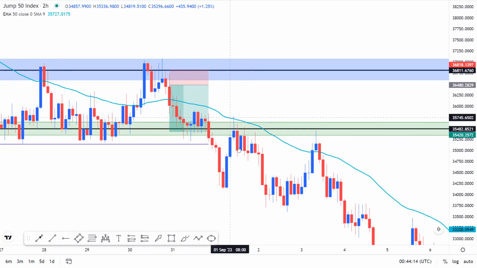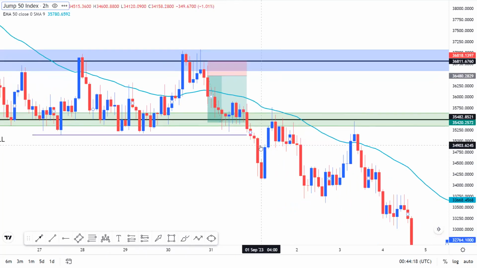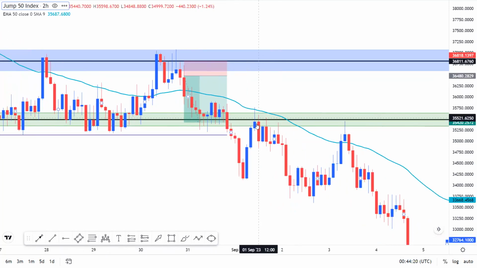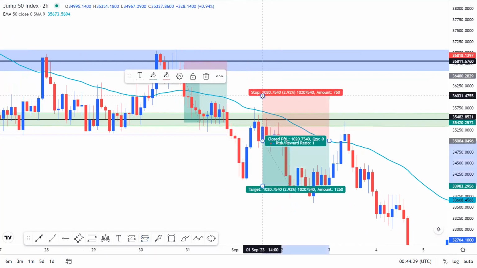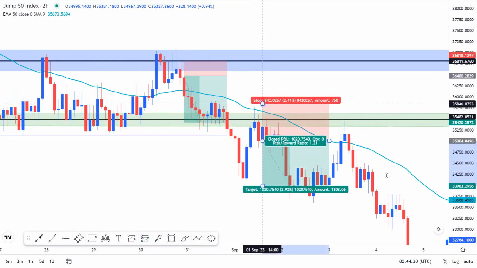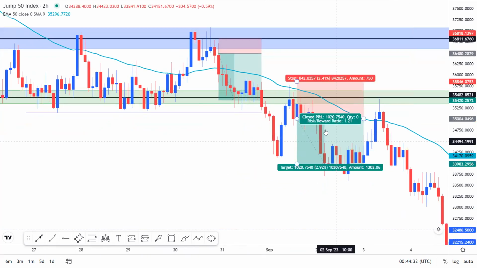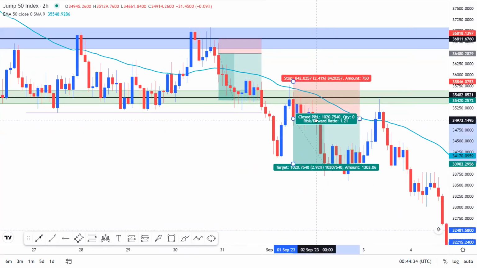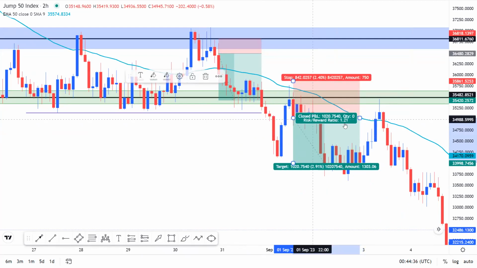And I waited for the next candlestick to present me even more confirmation. And that ended up closing as a bearish engulfing candlestick. And that was my entry signal for the second trade.